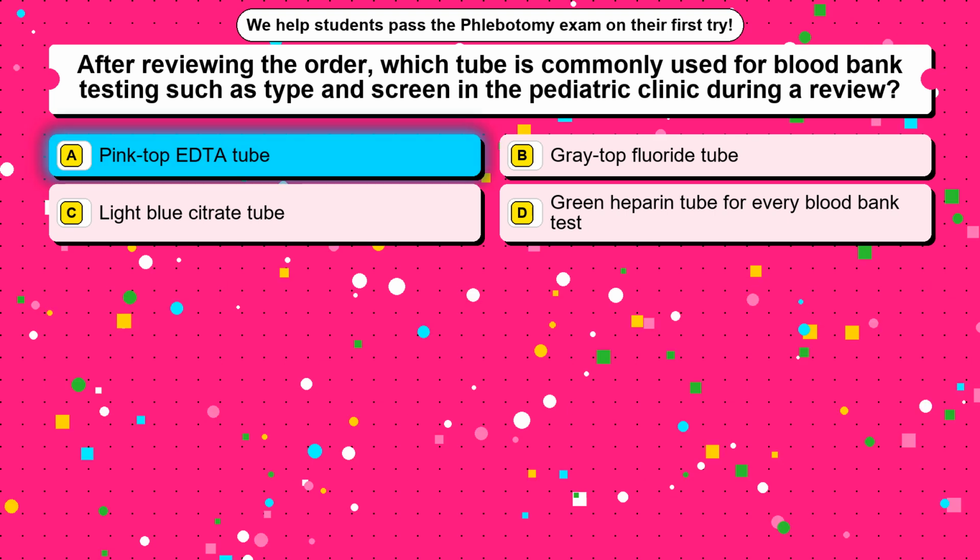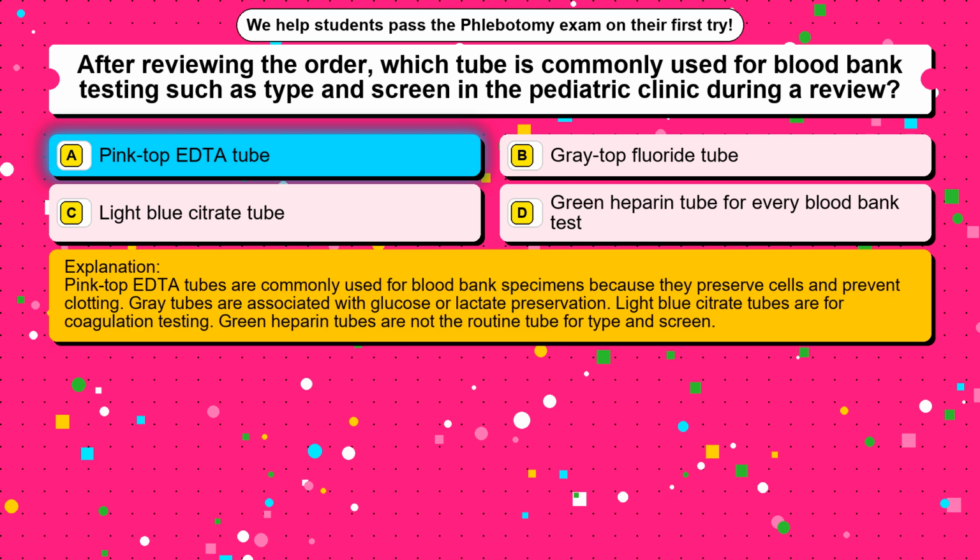The correct answer is option A, pink top EDTA tube. Pink top EDTA tubes are commonly used for blood bank specimens because they preserve cells and prevent clotting. Gray tubes are associated with glucose or lactate preservation. Light blue citrate tubes are for coagulation testing. Green heparin tubes are not the routine tube for type and screen.